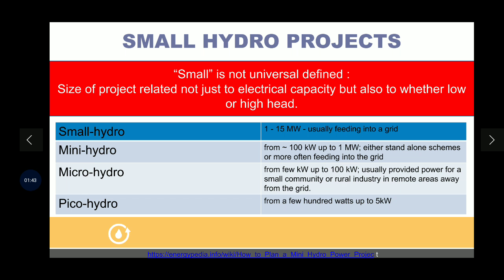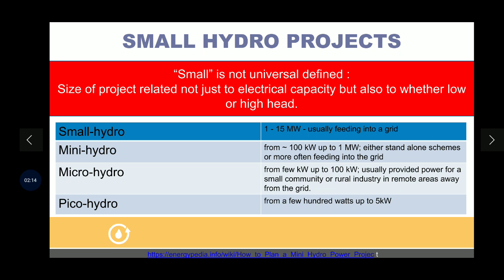In hydropower projects, small is not universally defined. For me, small can be an ant, and for someone, small is like the dot of a pen. So the size of the project is related not just to the electrical capacity but also to whether it is a low or a high head. In India, we divide the plants into small hydro, mini hydro, micro hydro, and pico hydro power plants. Small hydropower plants generate 1 to 15 megawatts.